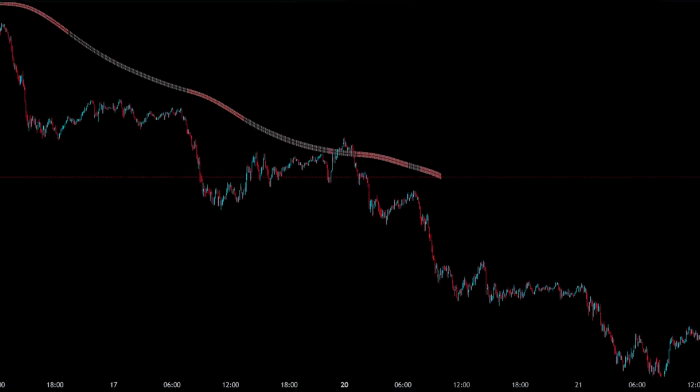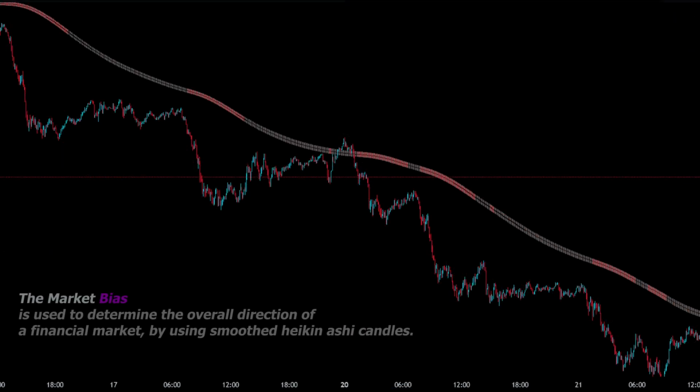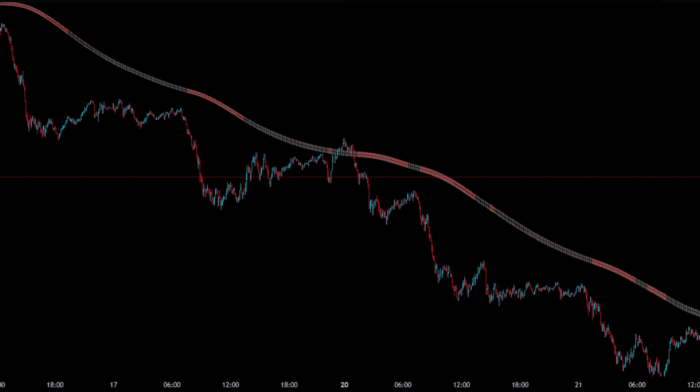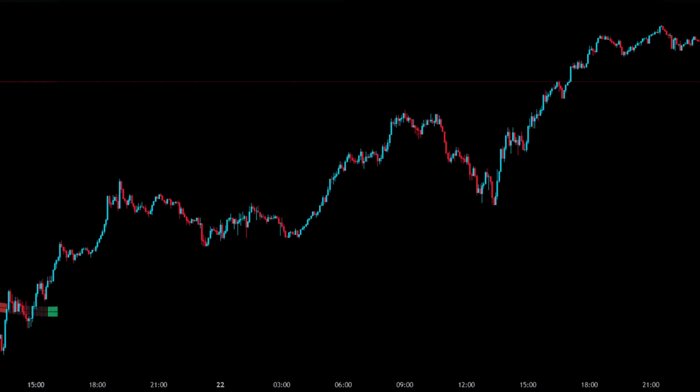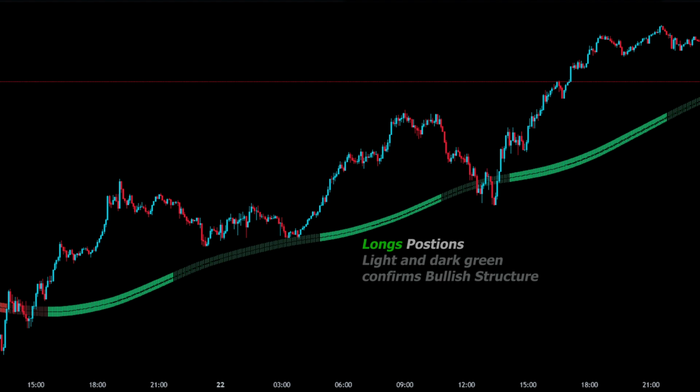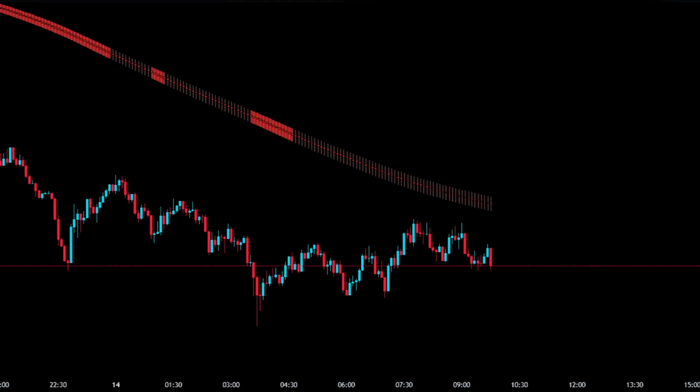Now the market bias is used to determine the overall direction of a financial market by using smooth Heikin-Ashi candles, and we're going to be using this to help us identify the overall direction by analyzing the color of the market bias. When it's colored in green, we're only going to be looking for long continuation trades, and when it's colored in red, we're only going to be looking for sell continuation trades.